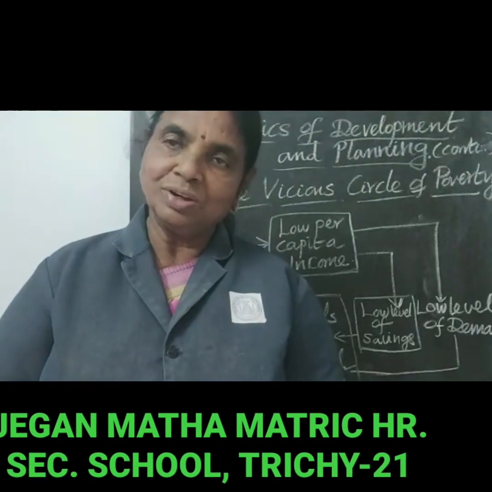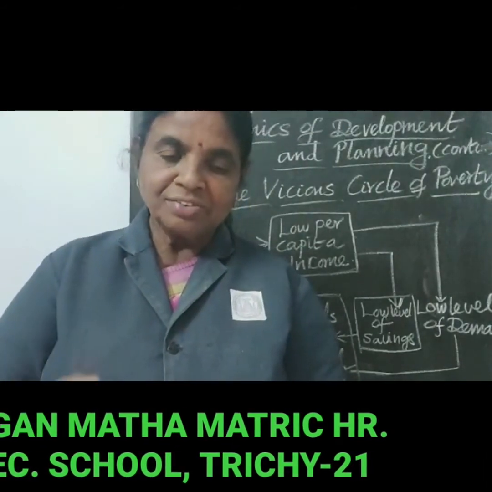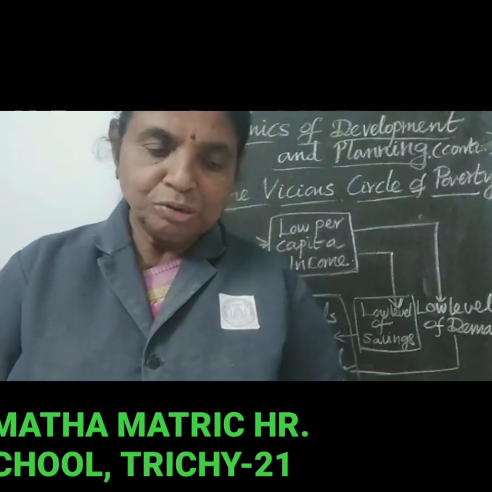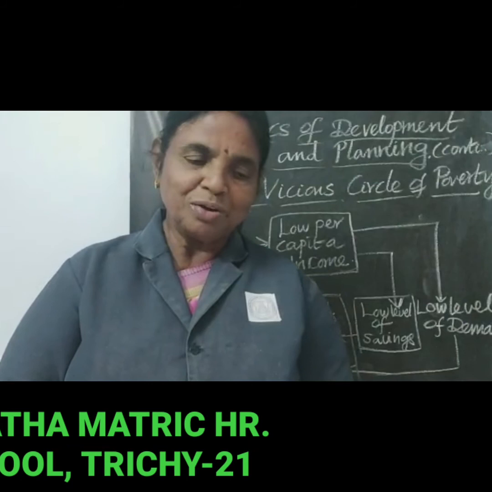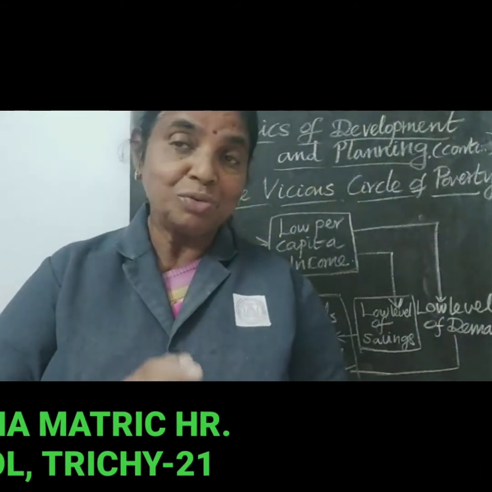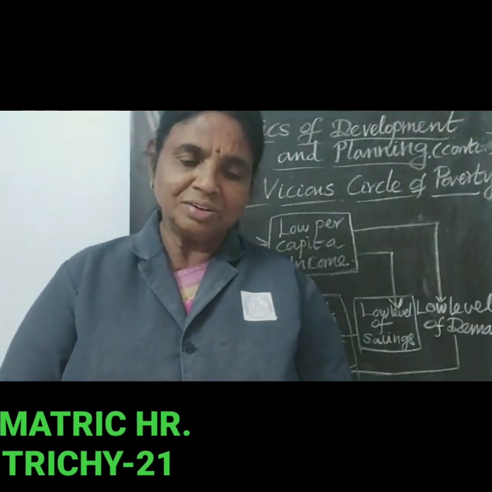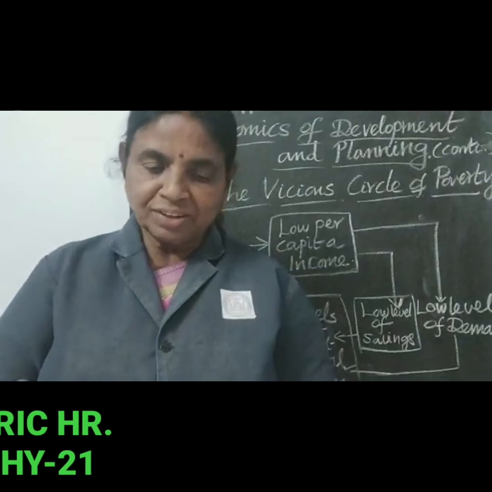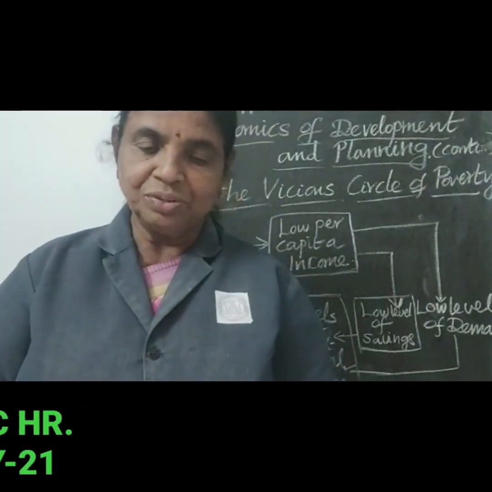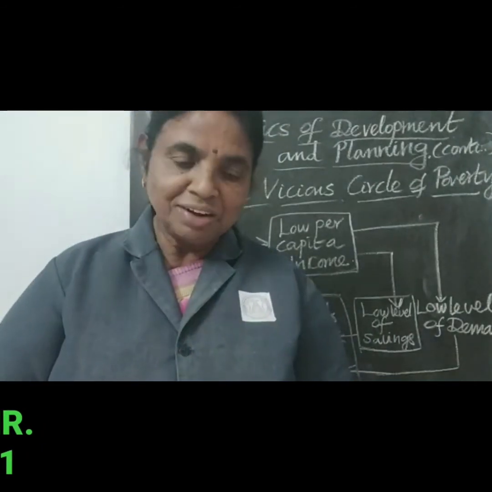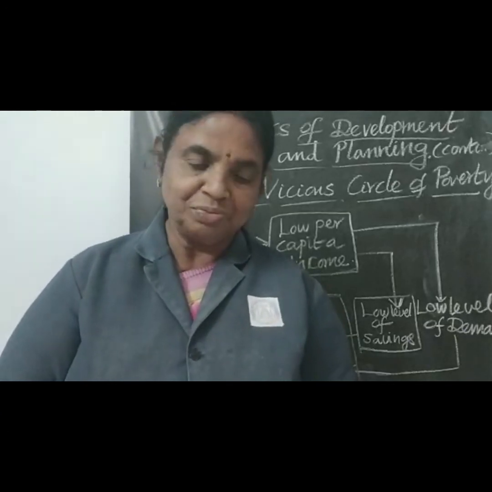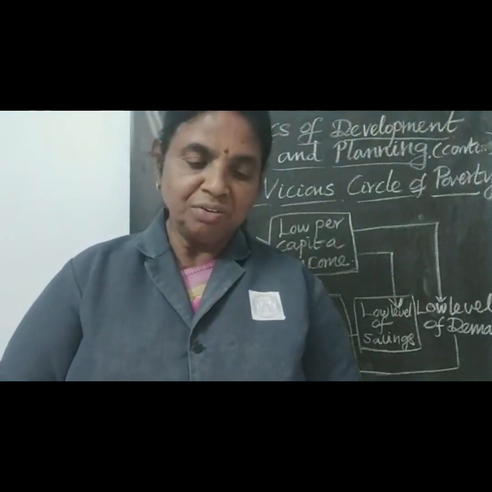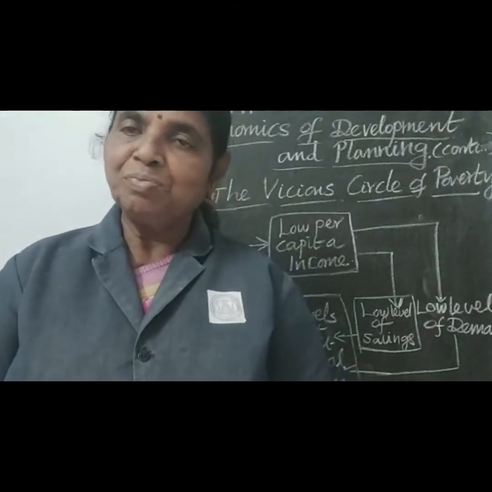That is known as balanced growth. Simultaneous investment in a large number of industries creates mutual demand in each other's industries. Thus, through the strategy of balanced growth, the vicious circle of poverty operating on the demand side of capital formation can be easily broken.